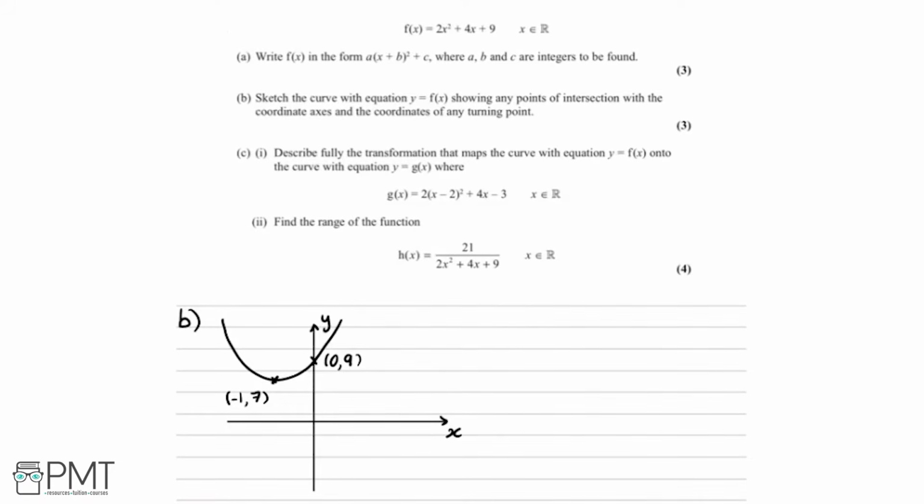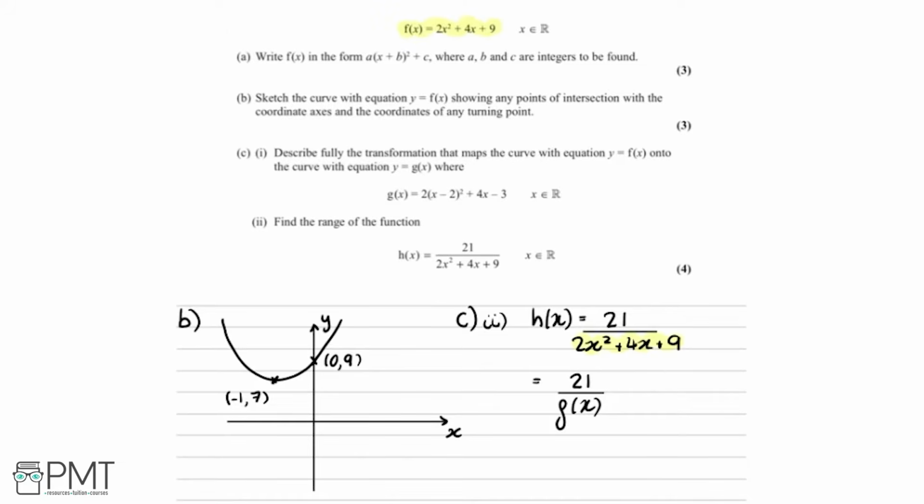Right, so we're going to take a look at the final part, part C, part 2. And we need to find the range of this function h of x, where h of x is defined as being 21 over 2x squared plus 4x plus 9. I've also copied in our answer to part B here because that might be useful in a minute. So the first thing to notice is that if we write out h of x like this, the denominator of h of x is actually f of x. So we can rewrite this as h of x equals 21 over f of x.